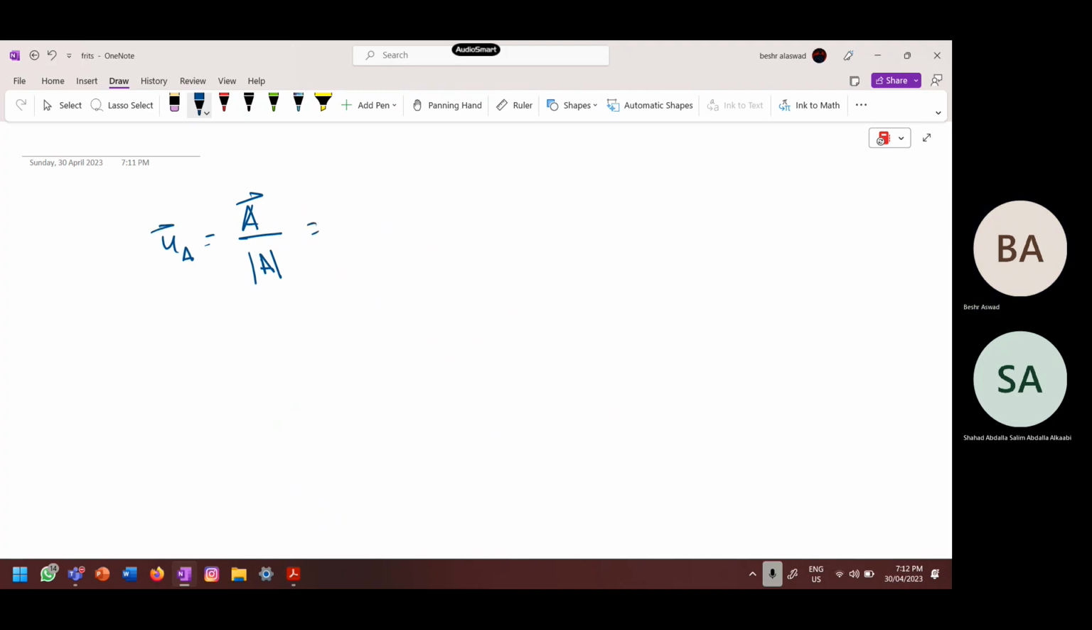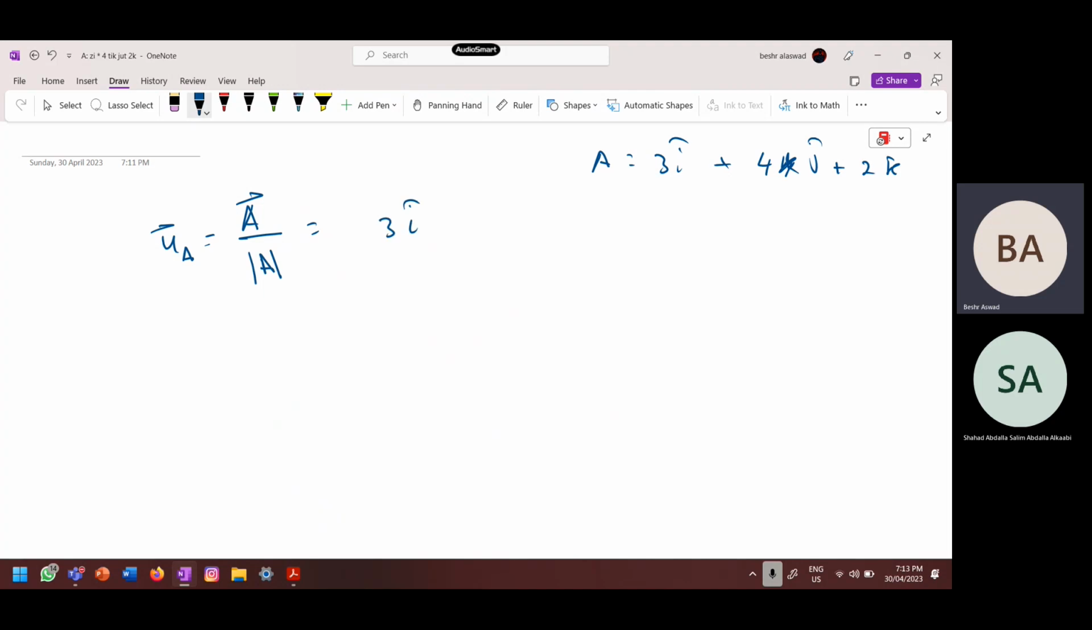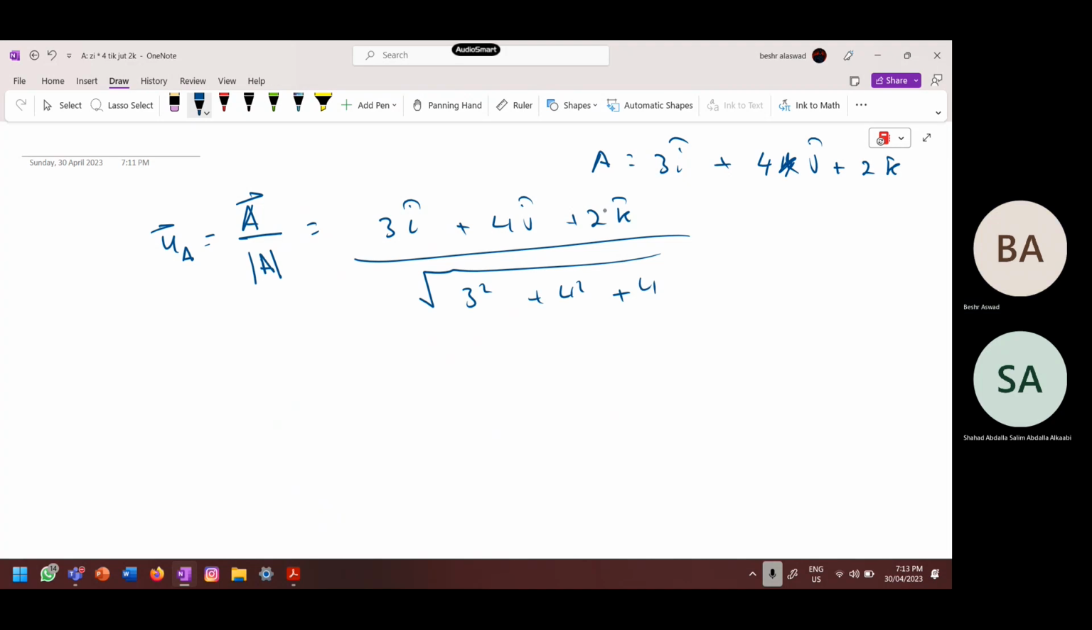Okay? Let's say we have a vector of value 3i plus 4j plus 2k. To find the unit vector, we can do the following: 3i plus 4j plus 2k over the magnitude of this vector. So 3 squared plus 4 squared plus 2 squared.